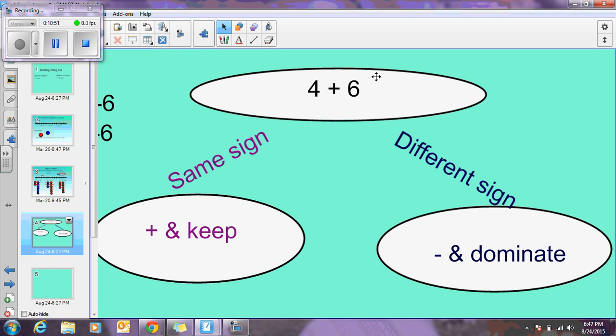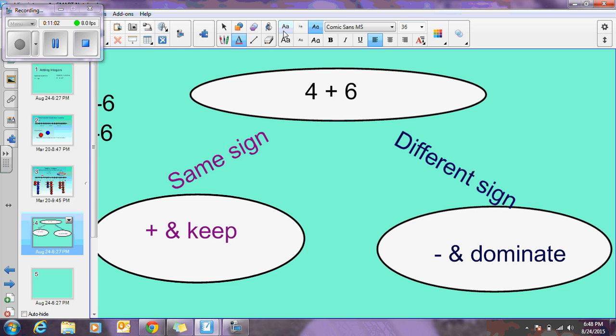Okay, if we have 4 plus 6, we are going to look at the sign. Are these the same signs or different signs? Technically, they're the same signs. Okay, they're the same signs. So we're going to add and keep the signs. Well, you're taking really 4 plus 6, and I know that that's 10, and I'm going to keep the sign. Well, positive, positive, so my answer is positive 10. Easy enough, right?